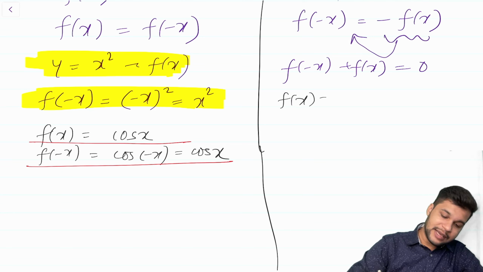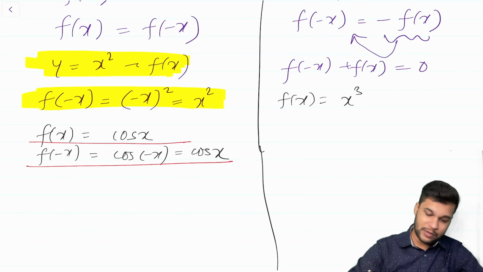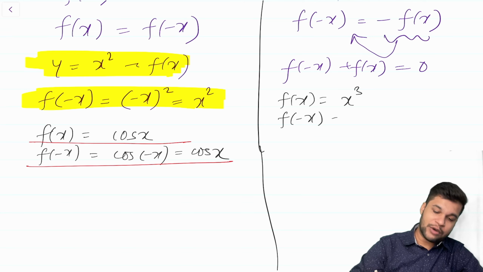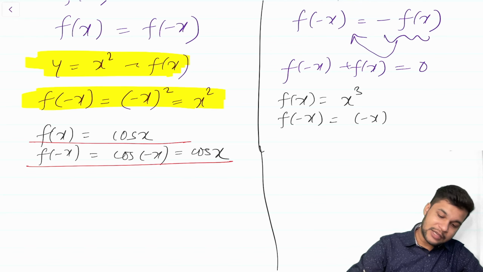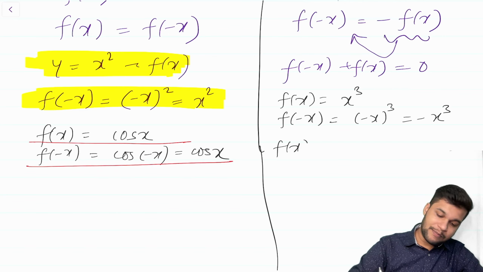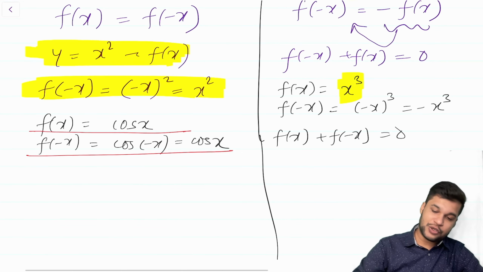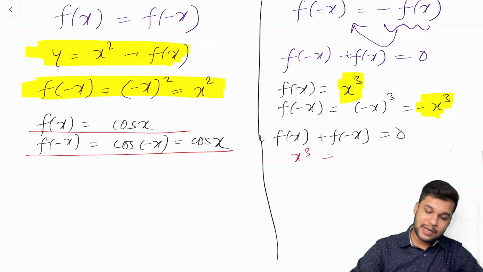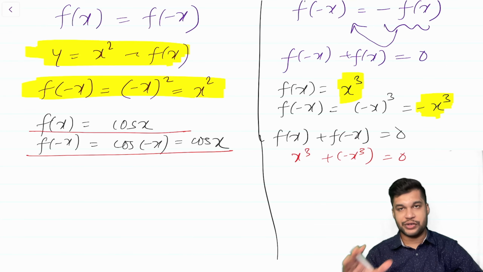Let's say the function f(x) is x cube. What will be f(-x)? Instead of x, you replace -x. So it becomes (-x) whole cube, which is -x cube. So if you observe, f(x) plus f(-x) will be 0. x cube plus -x cube is 0, right? So this means it is an odd function.